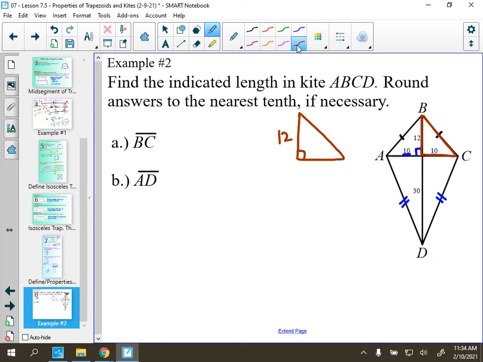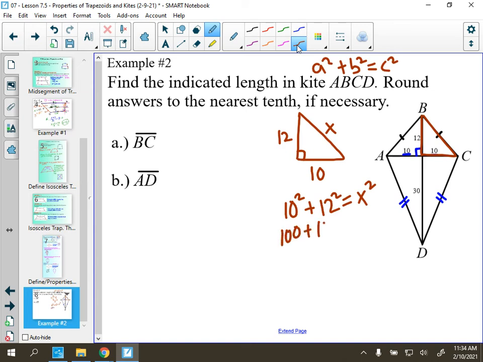I know one of my side lengths is 12. One of my side lengths is 10. Let's just throw an X in there. We're looking for that unknown side length. That's an old school Pythagorean theorem, a squared plus b squared equals c squared. We covered this in lesson 6.2, I believe, when this came up for the first time this year. 10 squared plus 12 squared has to equal x squared. So we'll have to get out the calculator here. We'll just do them all. This is 100. This is 144.